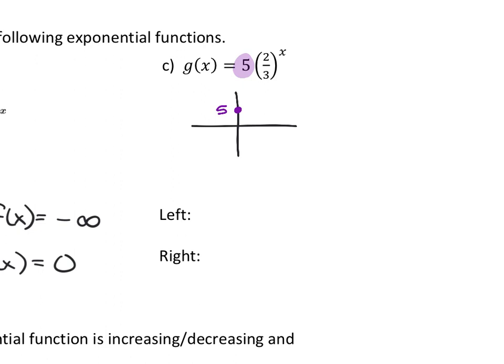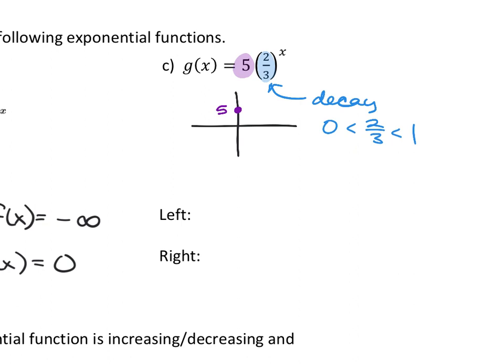The other thing we need is this ratio, is the factor, is the base. What kind of fraction is that? Is that fraction bigger than 1 or less than 1? Less than 1. So we know that this is going to be a decay function because this b value, 2/3, is bigger than 0 but less than 1.